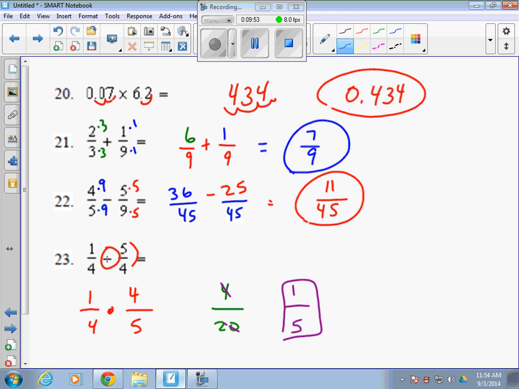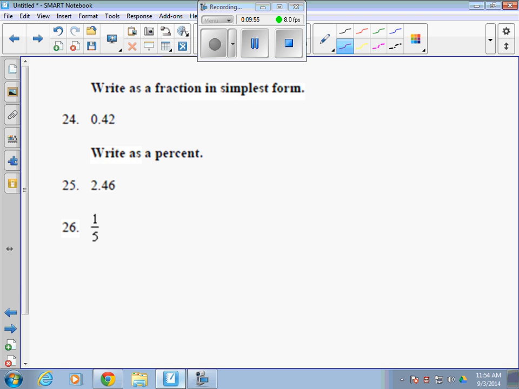24, writing as a fraction in simplest form. The 2 is in the hundredths place, so this is 42 per hundred, tens place, hundredths place. So then just simplify it from there. You know the number 2 goes into both, so that makes it a little easier to see for a lot of people. 21 times there, and it goes into it 50 times there.